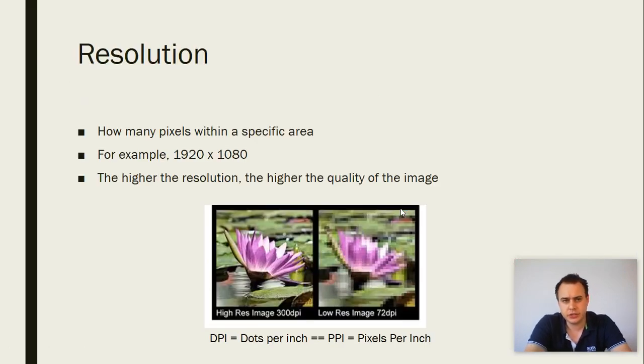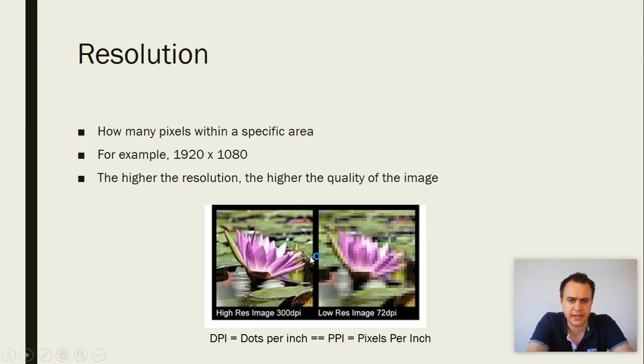So resolution is basically how many pixels are within a specific area. For example, on your TV, it's 1920 times 1080 if you have an HD TV. And so that's the concentration of pixels that you can see. And the more pixels you have, the higher the quality of the image.